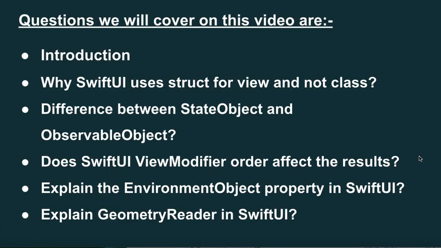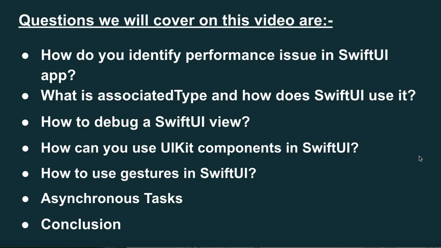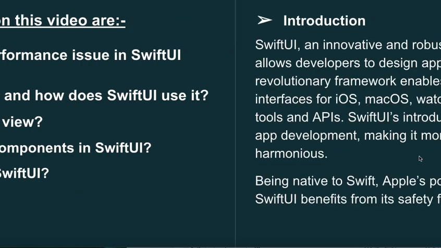Questions we will cover in this video are: introduction, why SwiftUI uses struct for view and not class, difference between StateObject and ObservableObject, does SwiftUI view modifier order affect the results, explain the EnvironmentObject property in SwiftUI, explain GeometryReader in SwiftUI, how do you identify performance issues in a SwiftUI app, what is associated type and how does SwiftUI use it, how to debug a SwiftUI view, how can you use UIKit components in SwiftUI, how to use gestures in SwiftUI, asynchronous task and conclusion.